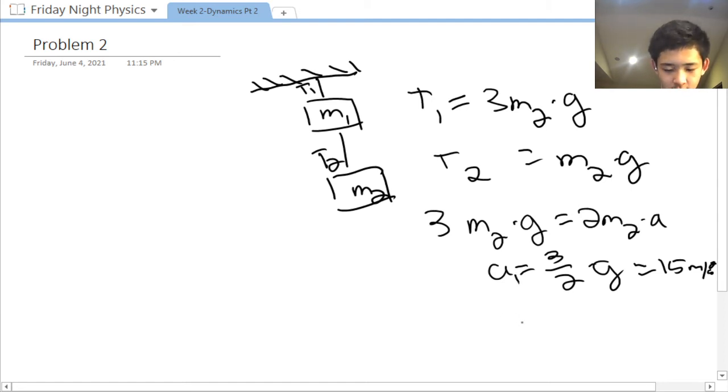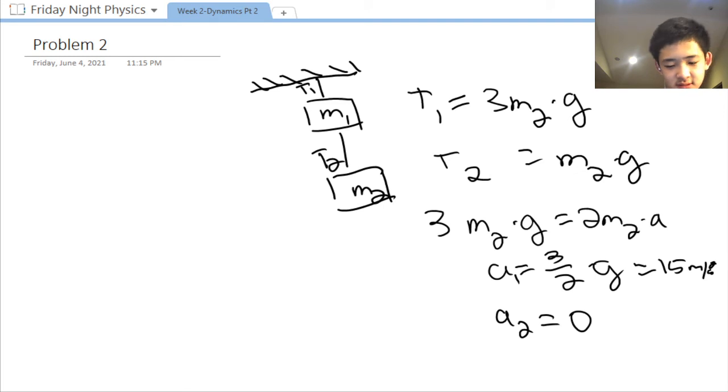So let's call this A1, the second one A2, and its acceleration is 0. And again, this just applies basic dynamics and Newton's third law, Newton's 3 laws and such.